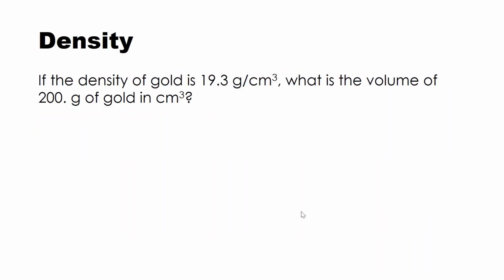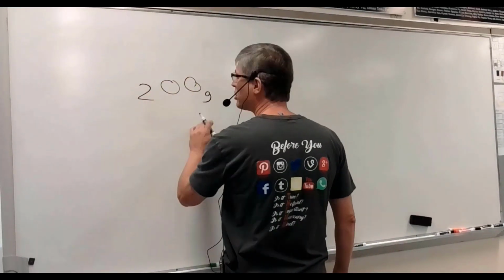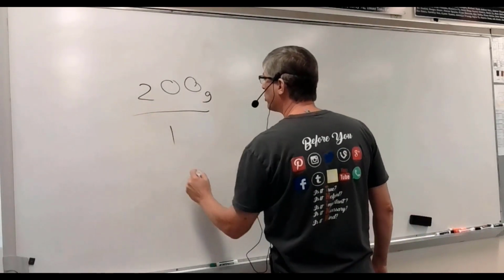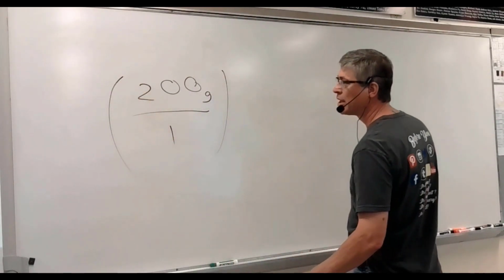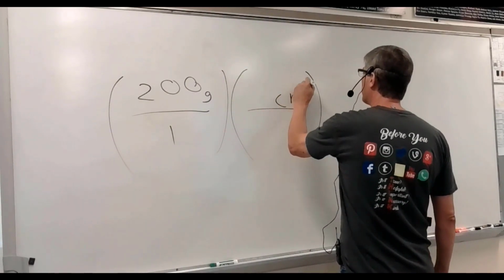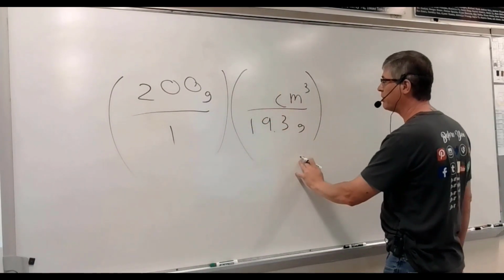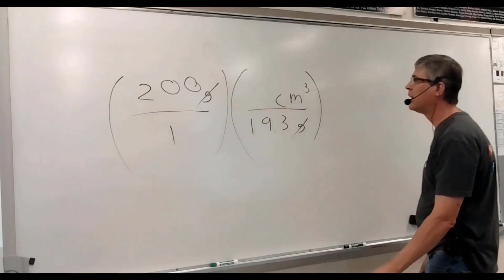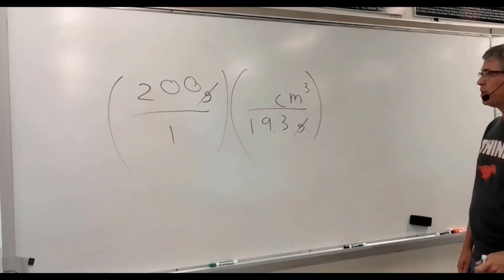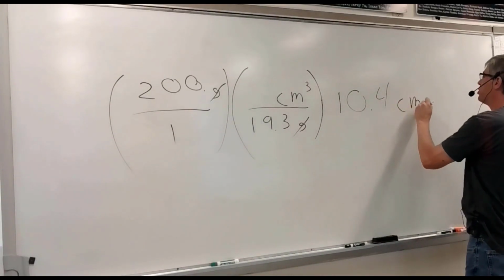One last problem. If the density of gold is 19.3 grams per cubic centimeter, what is the volume of 200 grams of gold in cubic centimeters? So we have 200 grams of gold. I'm going to put it over 1 just so everybody knows that it's in the numerator. And we're going to use the density as a conversion factor. We have 19.3 grams in a cubic centimeter. Grams cancels grams. So 200 divided by 19.3, and we get 10.4 cubic centimeters.